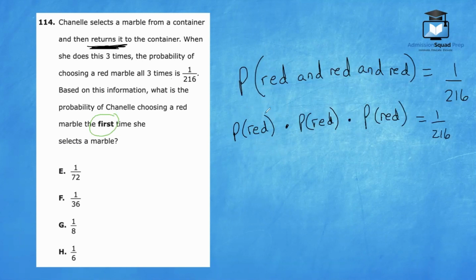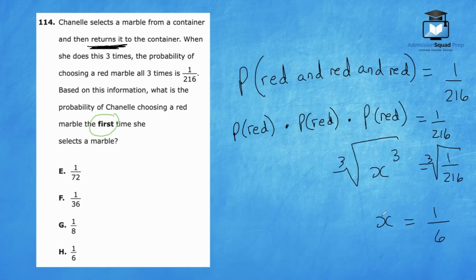So we have the probability of getting a red times the probability of getting a red times the probability of getting a red again equals 1 over 216. And since the red marble was returned to the container, it will be the same every time. So guys, what would be this value? Technically, this is the same number. So x to the 3rd power, because that's x times x times x, equals 1 over 216. So what's the cube root? What number times itself 3 times will give us 1 over 216? If you guessed 1/6, you are correct.